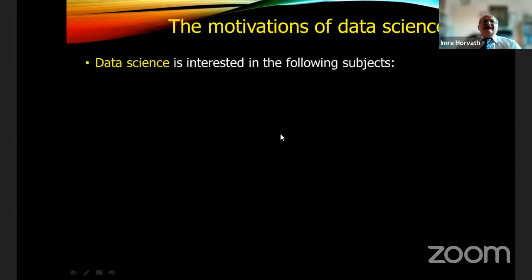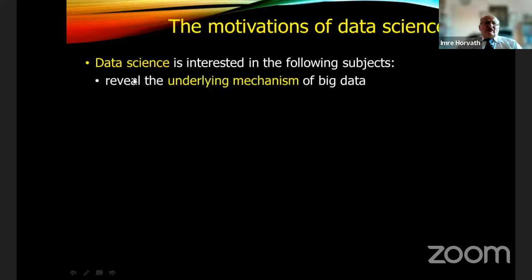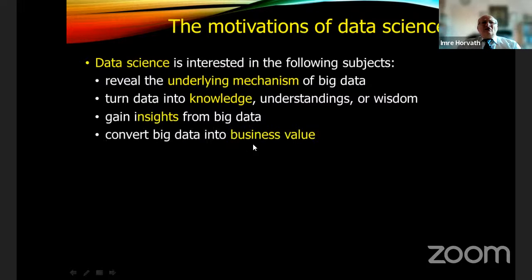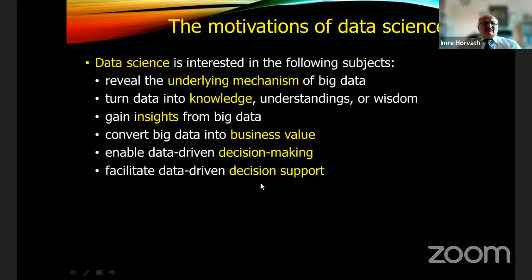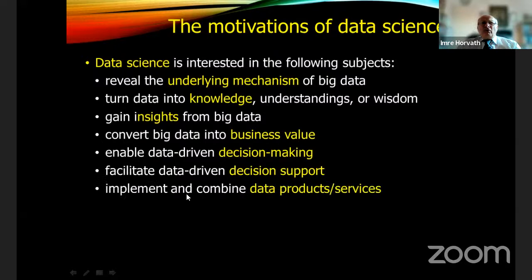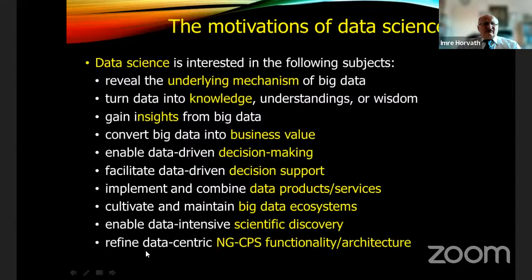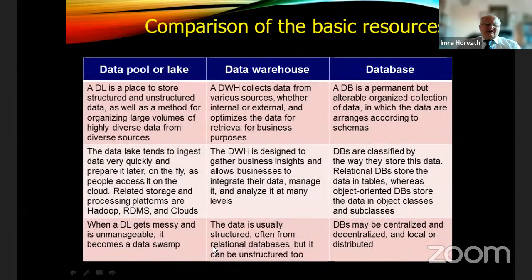So the motivations for data science to follow these processes can be summarized in the following. Data science is interested in revealing the underlying mechanisms of big data and massive data, turning data into knowledge, understanding, and wisdom, gaining insight from big data, converting big data into business value, enabling data-driven decision-making, facilitating data-driven decision support, implementing and combining data products and services, cultivating and maintaining big data ecosystems, enabling data-intensive scientific discovery, and also redefining data-centric next-generation CPS functionality and architecture. So quite a broad activity profile. Luckily, cyber-physical systems are also involved.